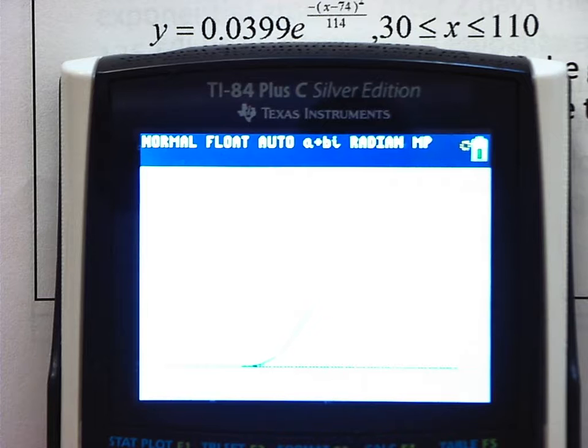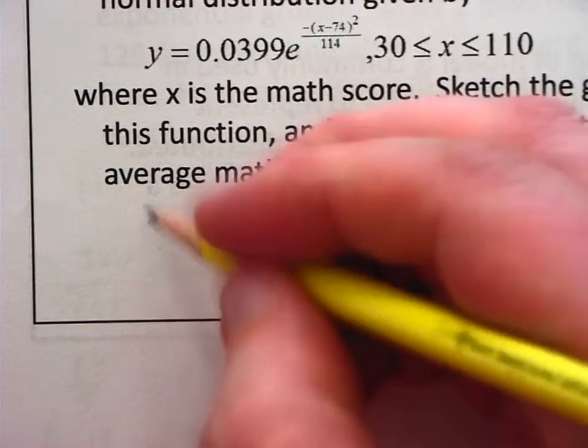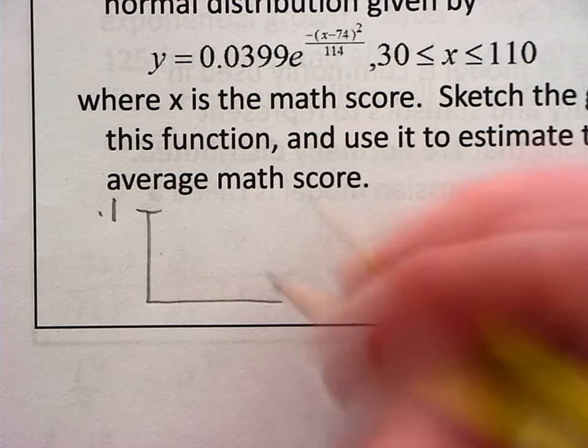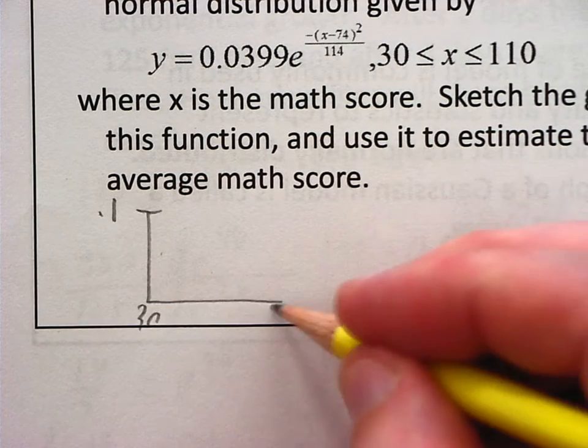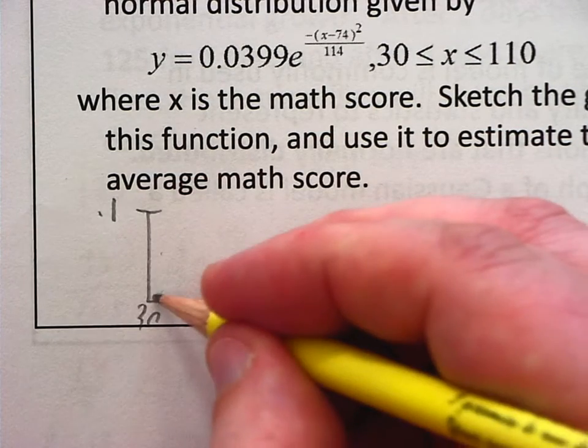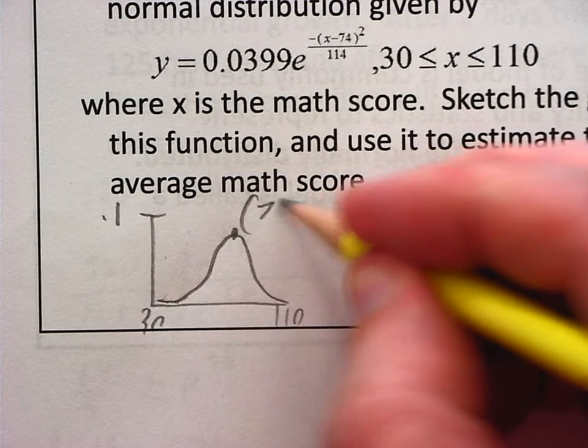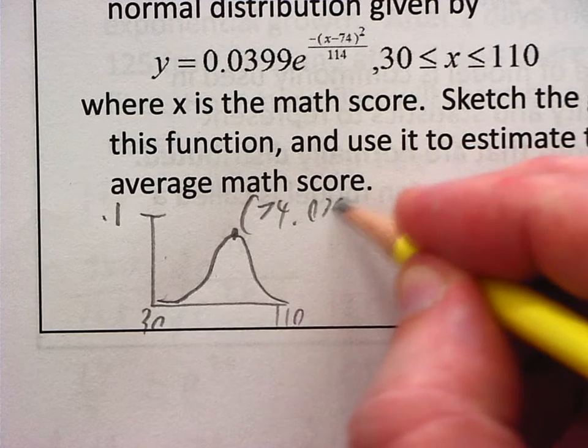And slowly, it'll graph it. So then your max is going to occur where? Go ahead and find it. 74. Yeah. 74. Yeah, this is like 74 and it's like that 0399 number.